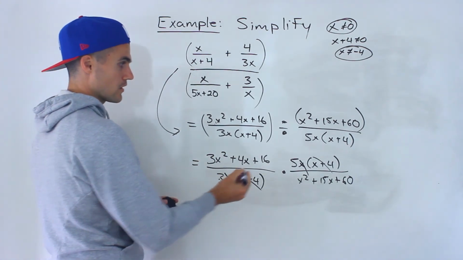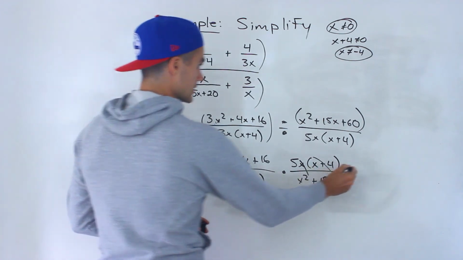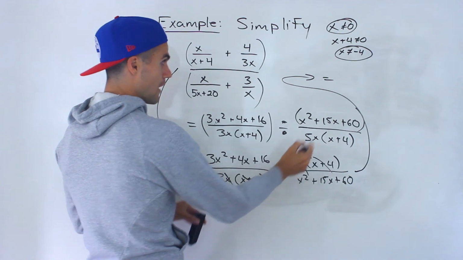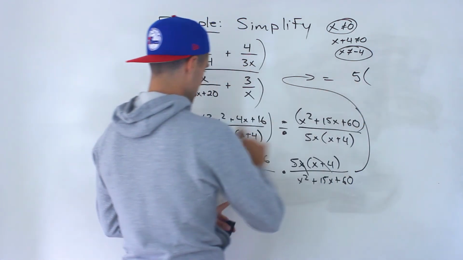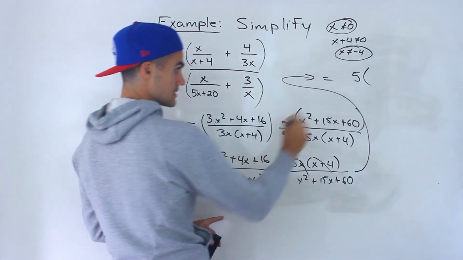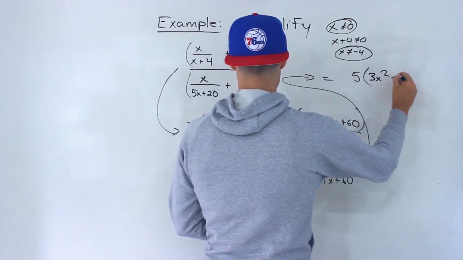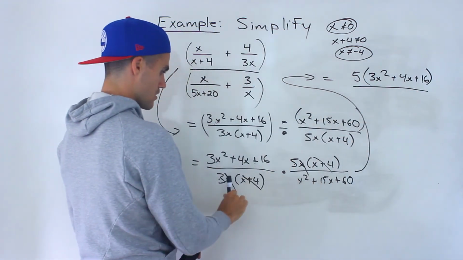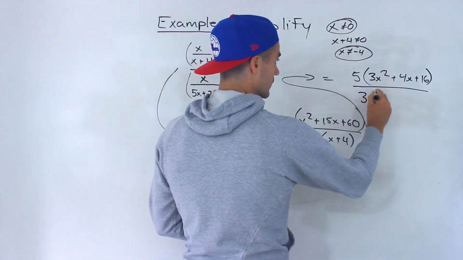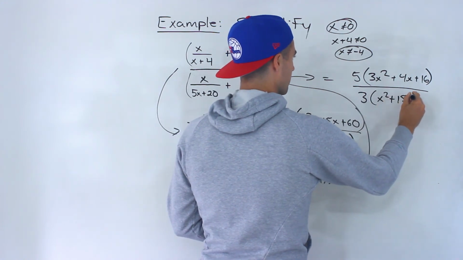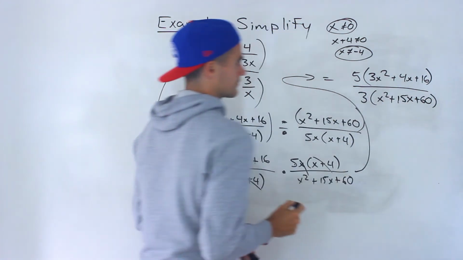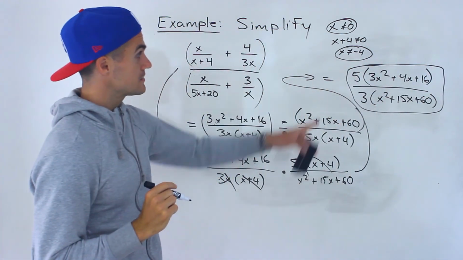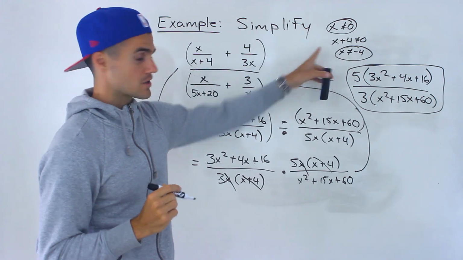So what we would end up with is just, let me write it over here. So this would be the final answer. It'll be 5 times this quadratic, all over 3 times that quadratic. And that's the final answer. This doesn't simplify any further. So that's what it simplifies to. And then those are the restrictions.